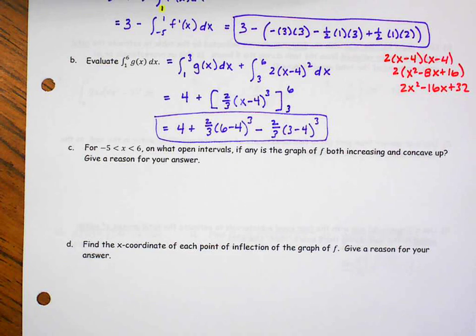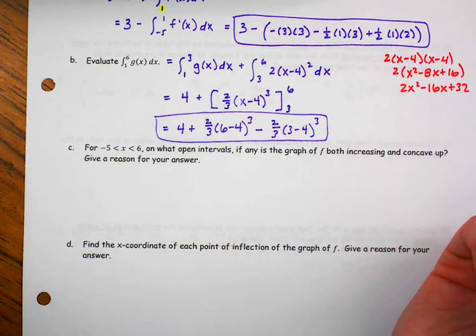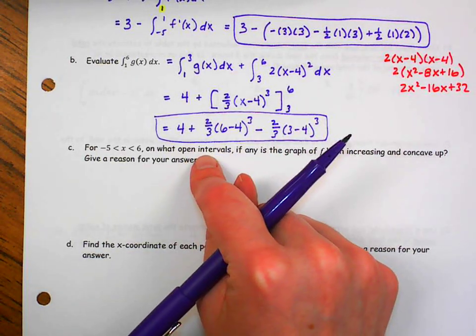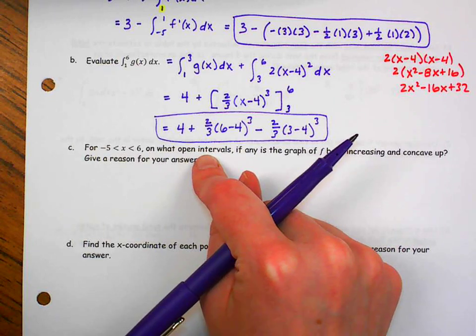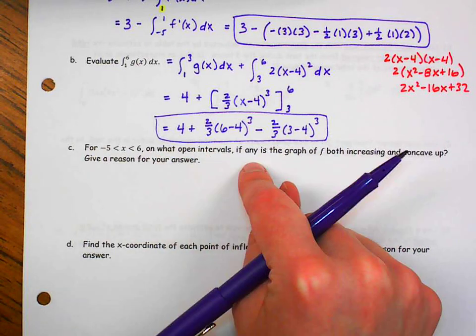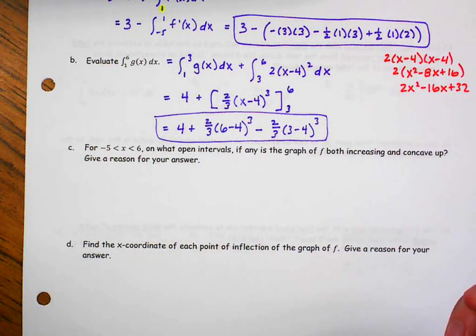So now let's look at part C. It says from -5 to 6 on what open intervals, so that's nice, we only have to use parentheses, we don't have to worry about brackets. So on what intervals, if any, is the graph both increasing and concave up? So the graph of f, increasing and concave up. Give a reason for your answer.